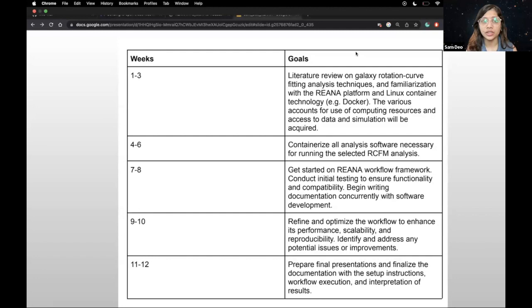And this is our timeline. We are in the beginning weeks, and I'm just starting in July. I'm working on getting to know more about galaxy rotation curve fitting analysis, doing a literature review, and getting familiar with all the technologies that we'll be using. And that's it.